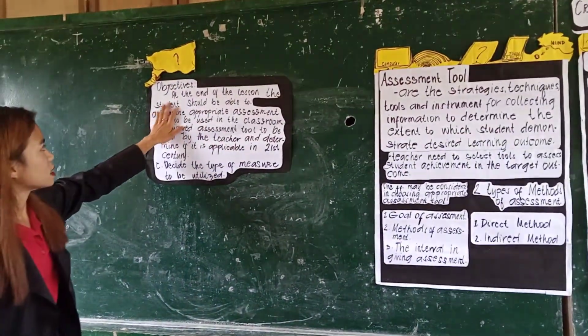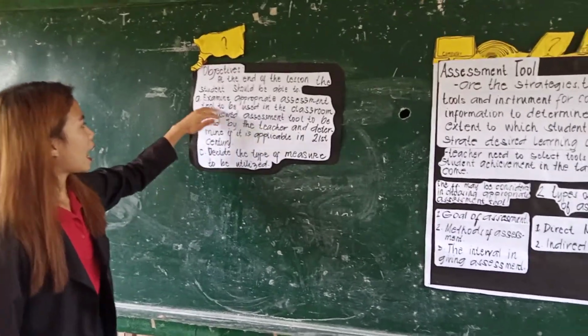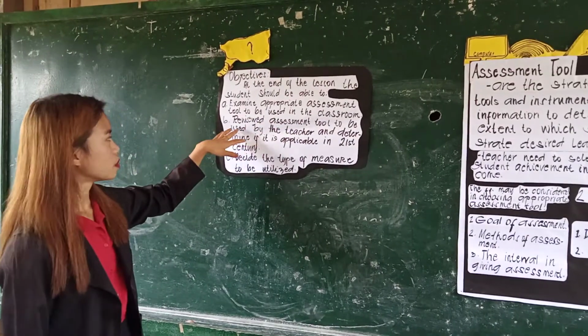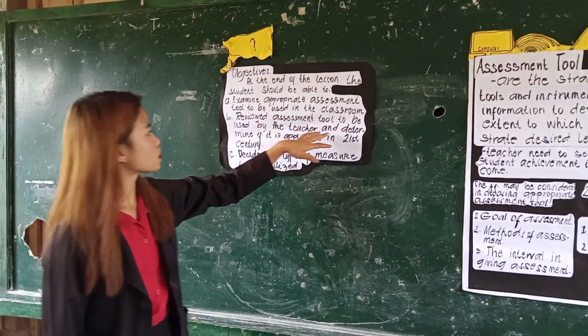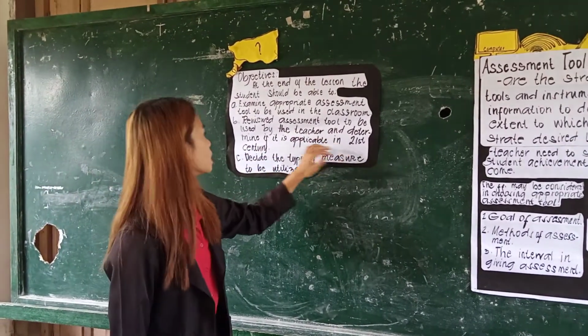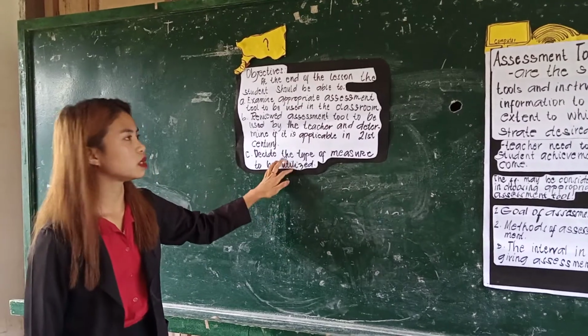Our objectives are, at the end of the lesson, the student should be able to: A. Examine appropriate assessment tool to be used in the classroom. B. Review the assessment tool to be used by the teacher and determine if it is applicable in 21st century. C. Decide the type of measure to be utilized.